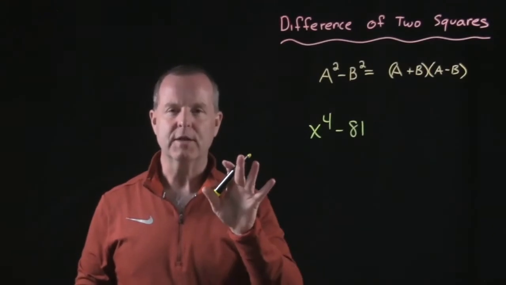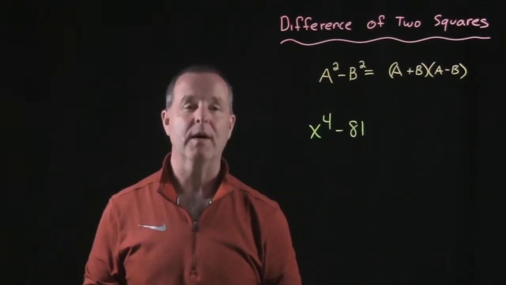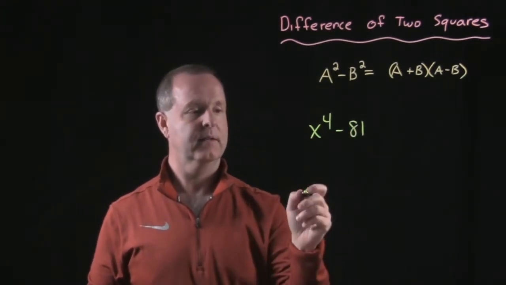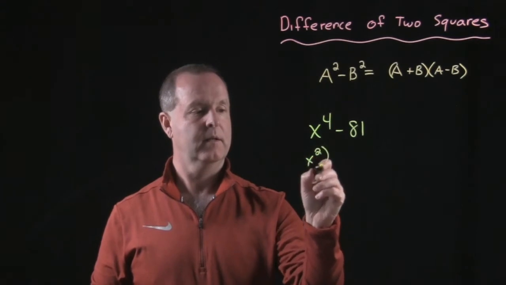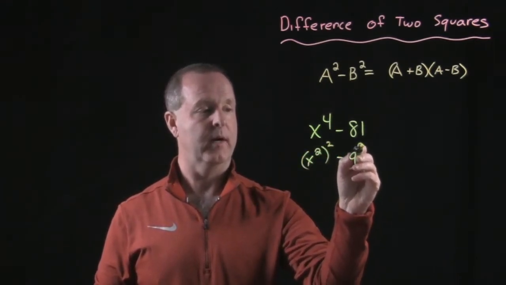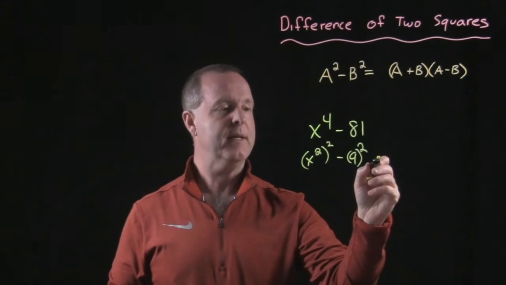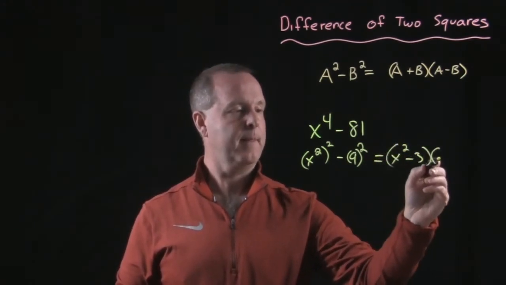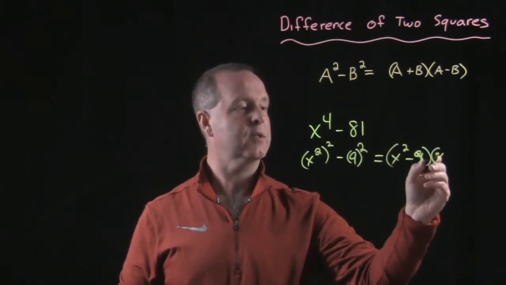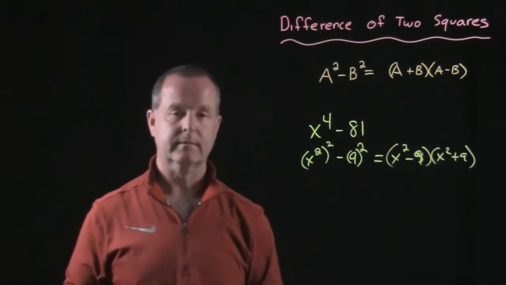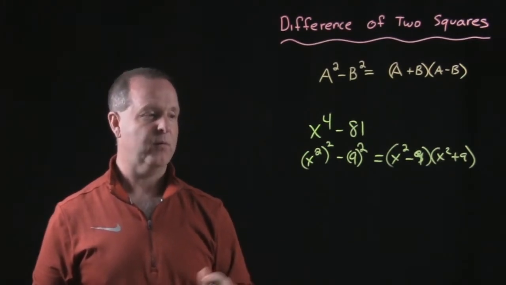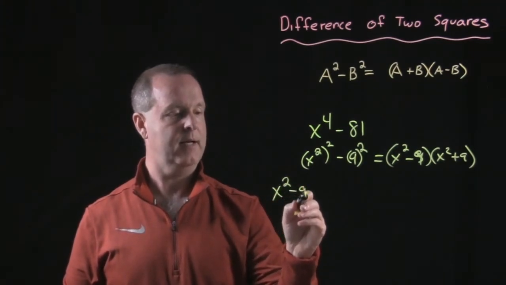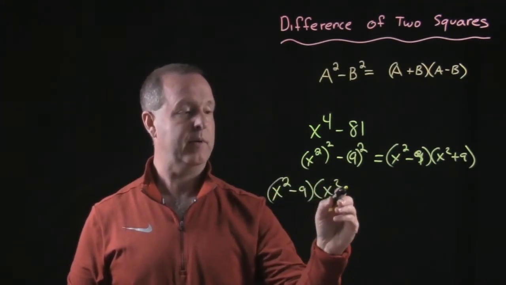And sometimes you're going to run into problems that are kind of like a difference of two squares on steroids. What do I mean by that? Well, let's factor this out. This is an x to the fourth minus a 9 squared. So this should become x squared minus 9 and x squared plus 9. Let me rewrite that so it's a little bit easier for you guys to see. So x squared minus 9 and an x squared plus a 9.